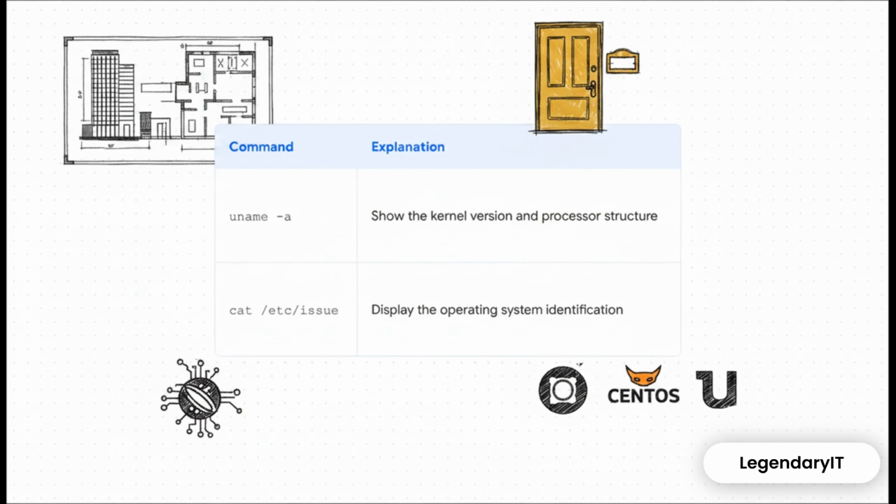It tells you all about the system's core architecture. Then we use cat /etc/issue. This is like reading the big brass nameplate right by the front door. It tells you if you're on an Ubuntu system, a CentOS server, or some other flavor of Unix. Just like that, we know the lay of the land.